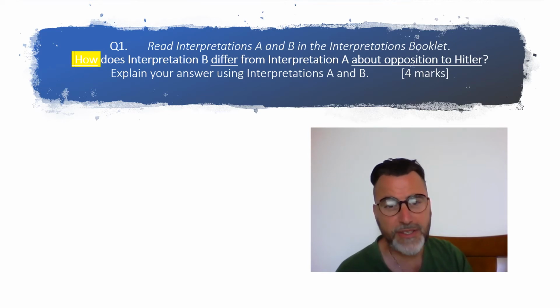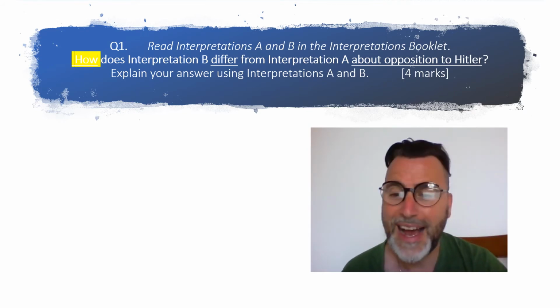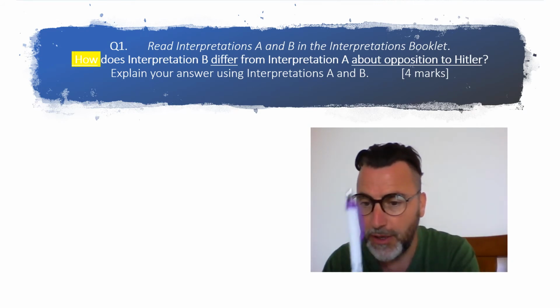So when you've looked at the two interpretations, when you've done that little bit of analysis, annotation, highlighting, you're going to move on to the questions. Question 1, always the same. How does interpretation A differ from interpretation B? I pre-highlighted that. How is the physical thing? How are they different? You get these in the camera.